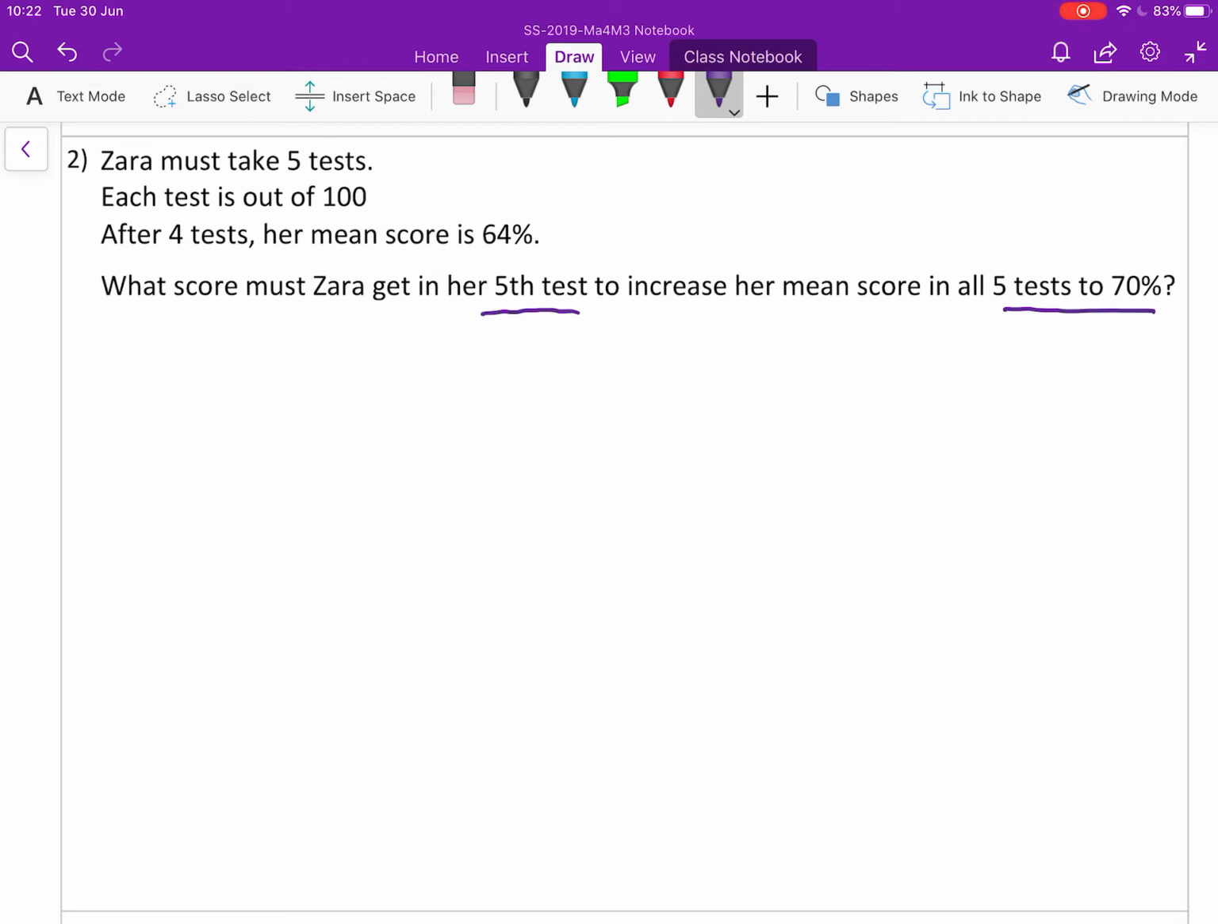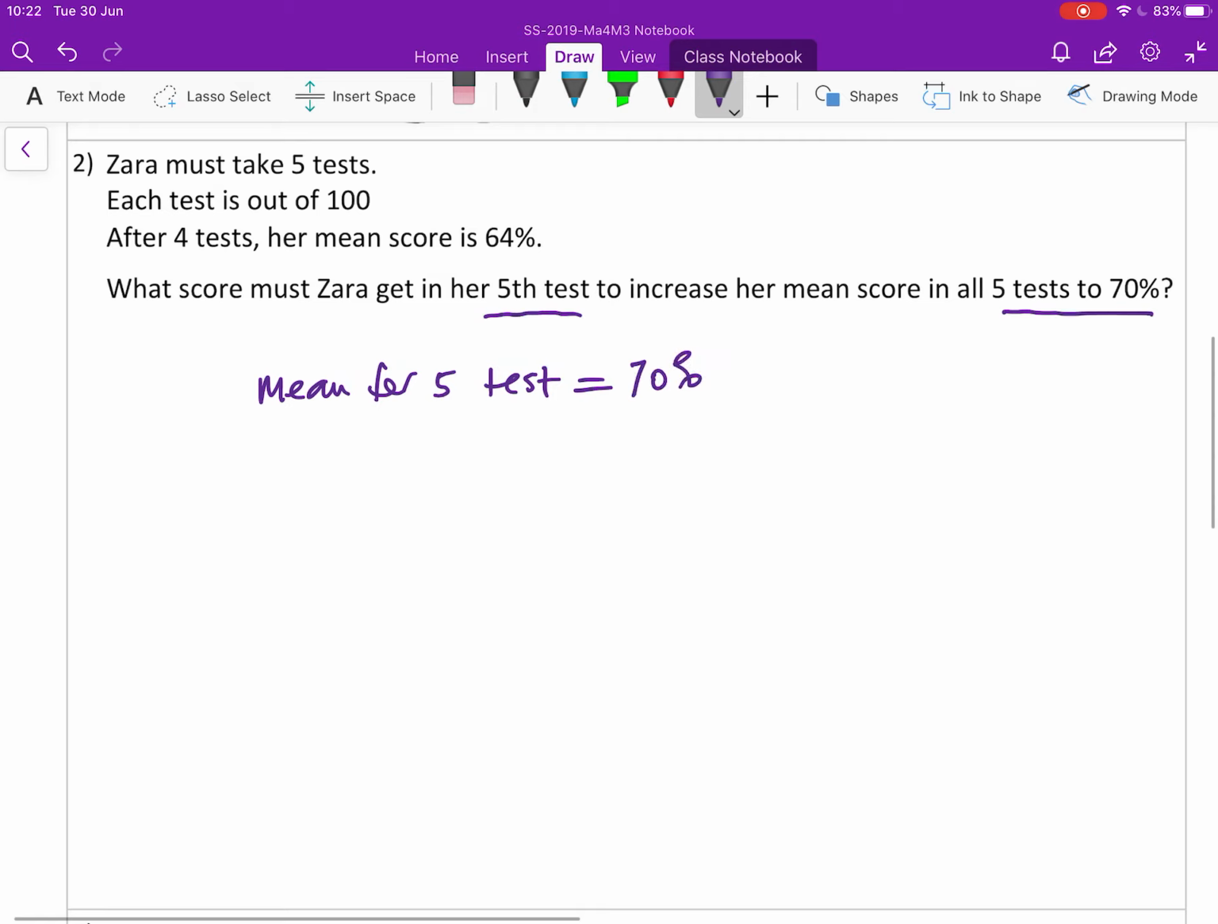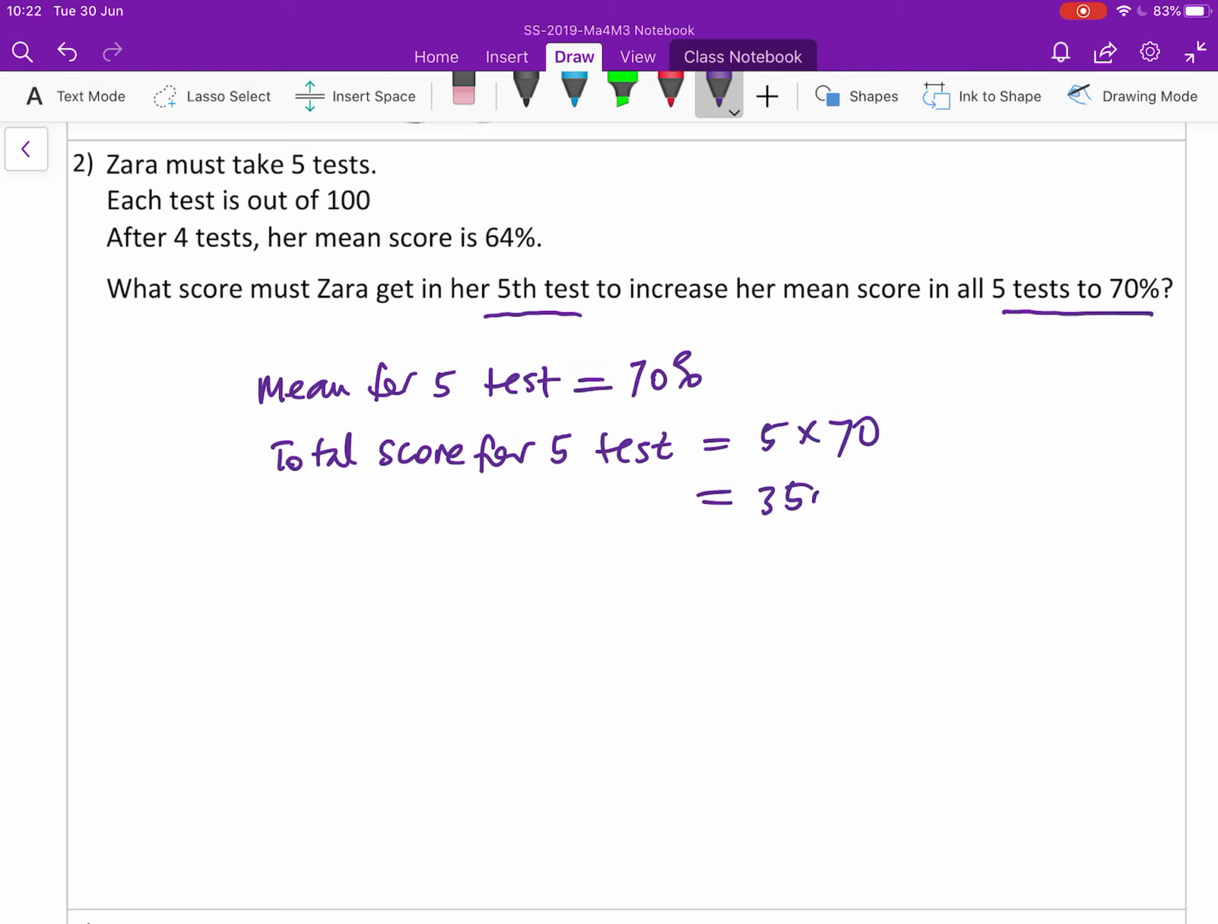So if the mean for 5 tests is equal to 70%, we can work out the total for 5 tests. The total score for 5 tests will be 5 times 70, which is 350. Let's look at the other one.